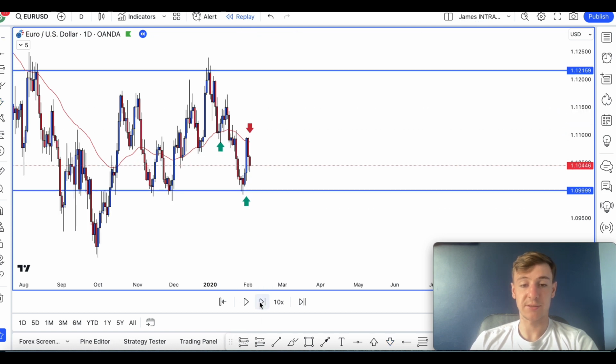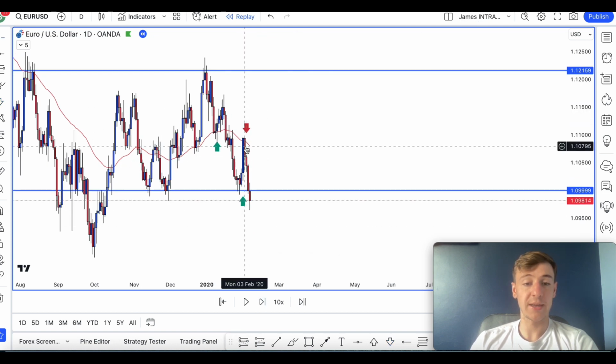So look for shorts down here. There we go. Why? Because we broke down to a lower low. We formed a bearish engulfing at this key daily 50 EMA, with this lower high, looking to target back down here. So that was correct.